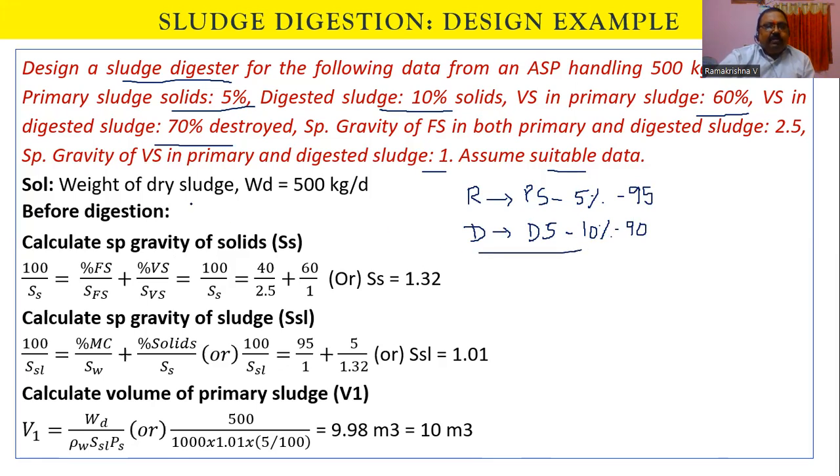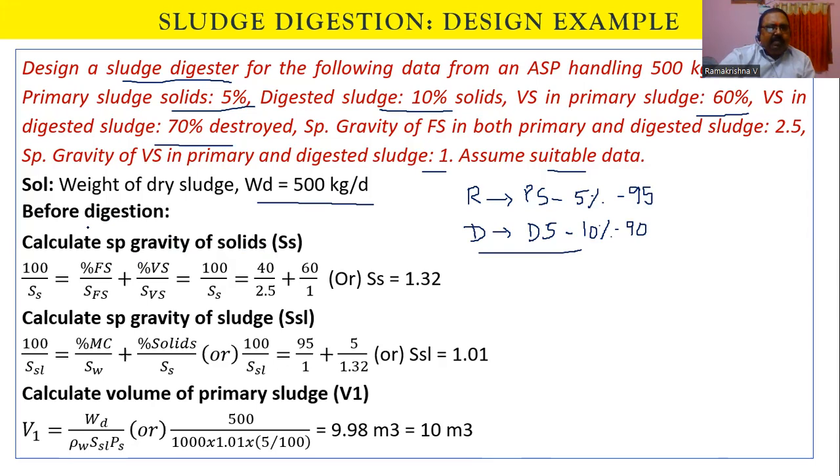So now first one is the weight of dry sludge. WD is equal to 500 kg per day. Because before digestion and after digestion, two cases we have to consider to find out what is the volume, and based on that, what is the volume of the digester and all those things. So first of all, we'll calculate the specific gravity of the solids in the sludge.